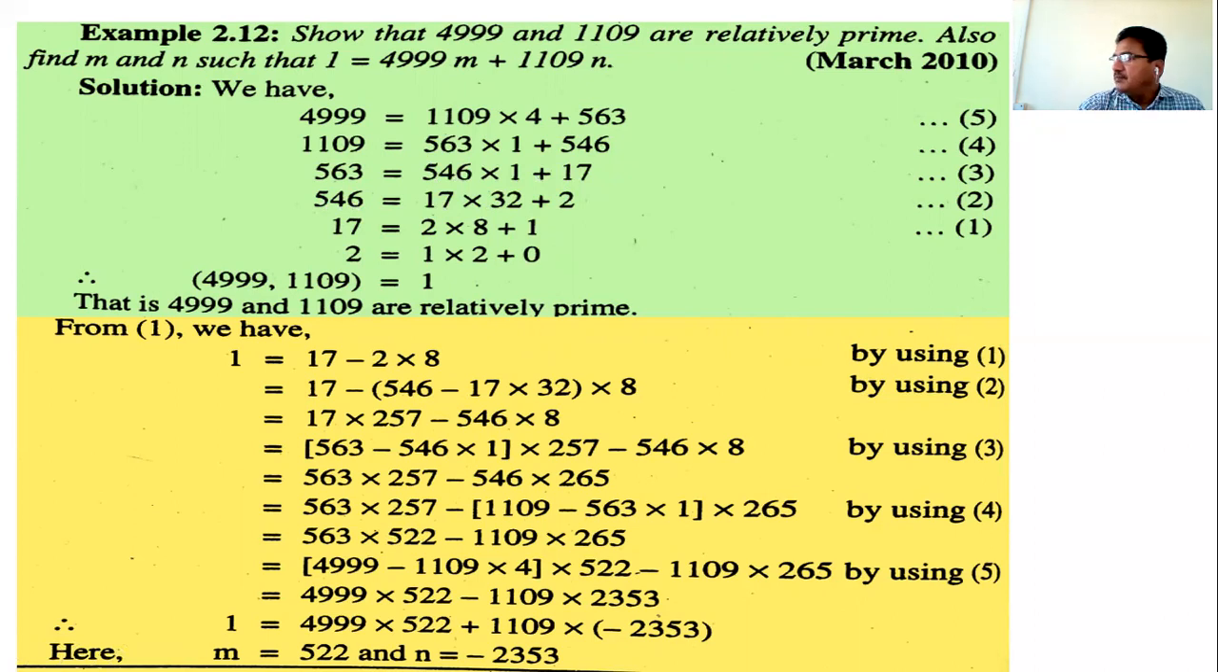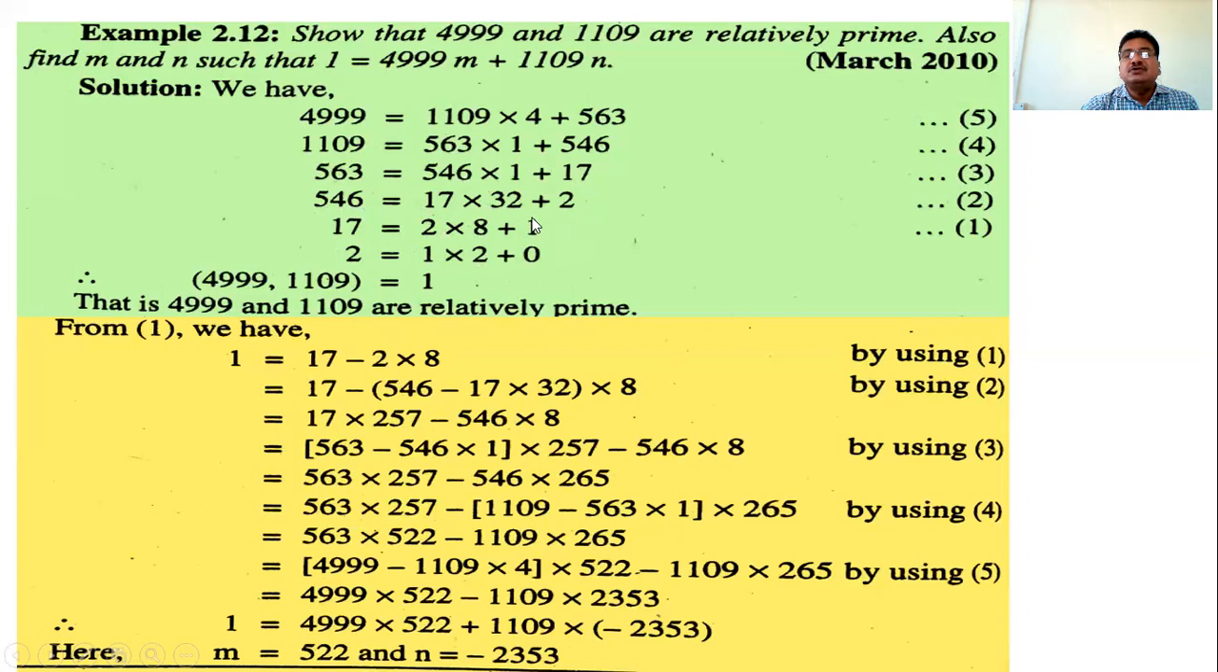If we divide 546 by 17, then on the calculator the answer is 32 point something, and then write 32 as the quotient, and then 546 minus 17 into 32, the answer is 2, that is the remainder. And then divide this 17 by 2, obviously 8 is the quotient and 1 is the remainder. And then divide this 2 by 1, then 2 is the quotient and 0 is the remainder.